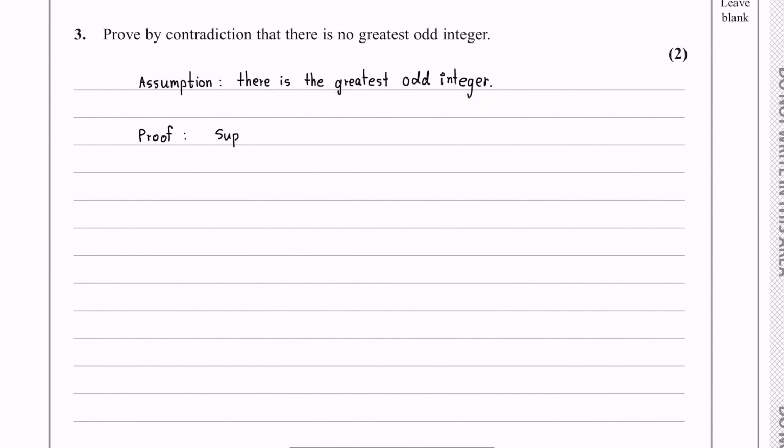First, we suppose n is the greatest odd integer. If n is the greatest odd integer, that means n can be written as 2k plus 1, where k is an integer.